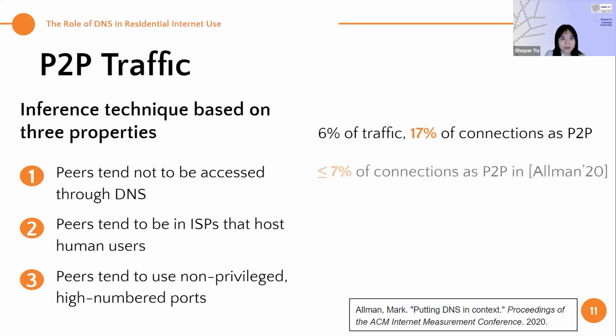Recall that the paper in 2020 saw 7% no DNS connections, which serve as an upper bound for peer-to-peer connections. We see an increase from 7% to 17%, indicating a rebirth of peer-to-peer. This increase may reflect the growth of applications such as video conferencing apps and peer-assisted software updates.